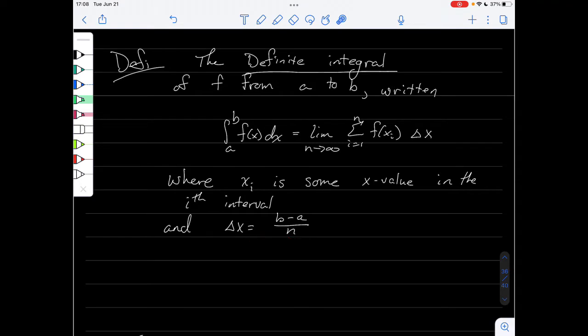So before we get into the first example, I want to go over some notation. This thing is creatively called the integral sign. The thing inside here is called the integrand. This is called our lower limit. This is our upper limit.